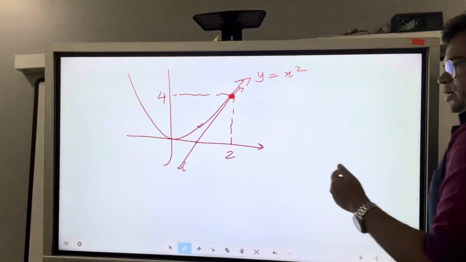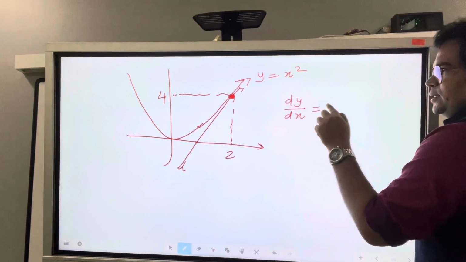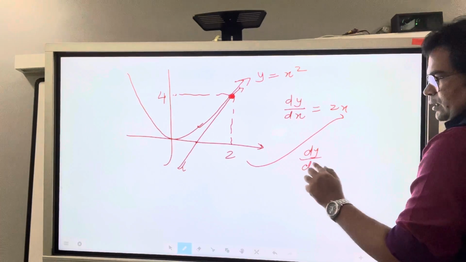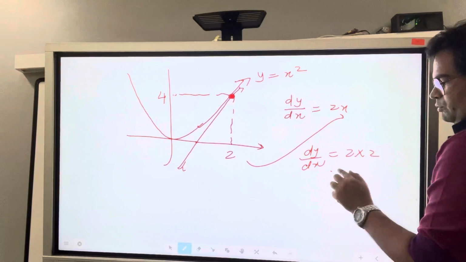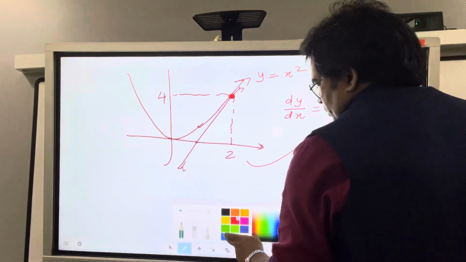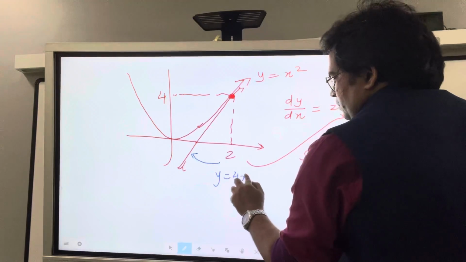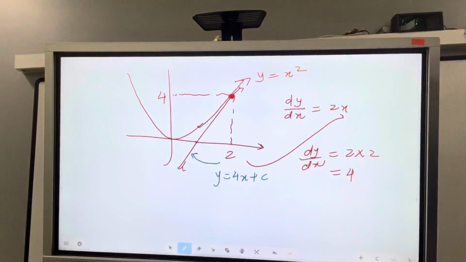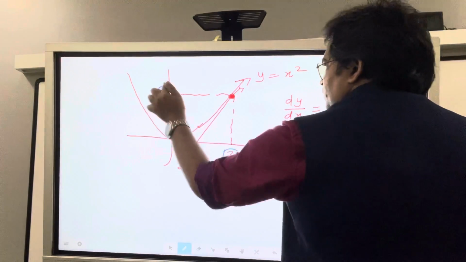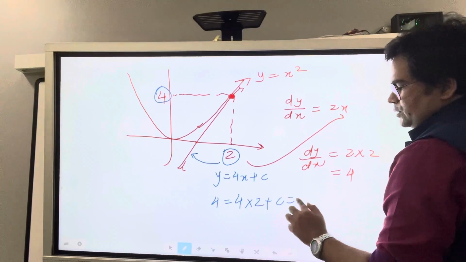So you're going to find, obviously, dy by dx. So dy by dx is 2x. Plug in this x coordinate here. So dy by dx is basically 2 times 2, which is 4. So the slope of this tangent that we are seeing is actually 4. So this tangent has the slope of 4. So y equals 4x plus c. Now to get the exact value of c, I'm going to plug in x is 2 and y is 4. So 4 equals 4 times 2 plus c. That gives me c as negative 4.